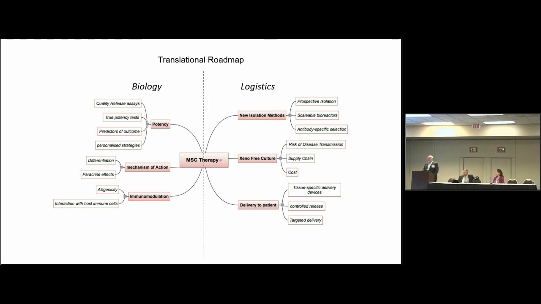What we probably do understand reasonably well is immunomodulation, the way these cells interact with cells of the host immune system, and that's been relatively well characterized, but other aspects of tissue repair and regeneration are not well understood. On the logistical side, we really need better isolation methods because, believe it or not, we still rely on plastic adherence as a major element in isolating these cells.